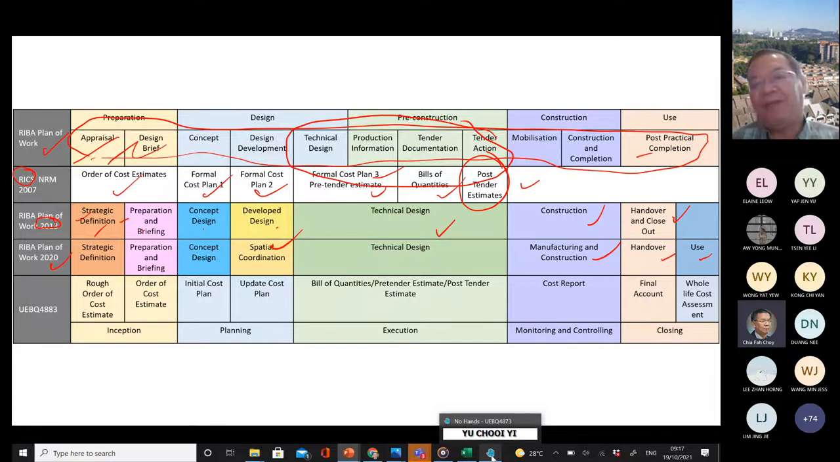For the last couple of years, we have promoted more IBS, industrialized building system, etc. And even now we have 3D printing used in construction. So we can see that manufacturing has become one of the great changes in the construction industry. Therefore, manufacturing is recognized by RIBA, so they changed construction and added manufacturing into the construction process. It shows the importance of manufacturing in construction.